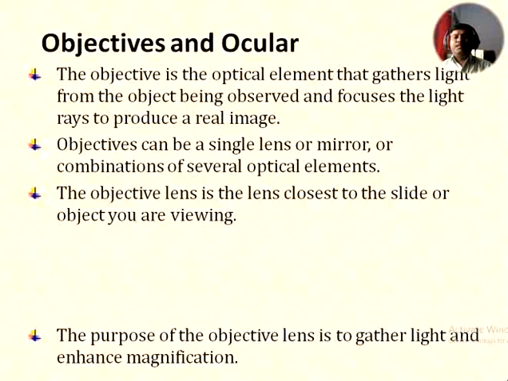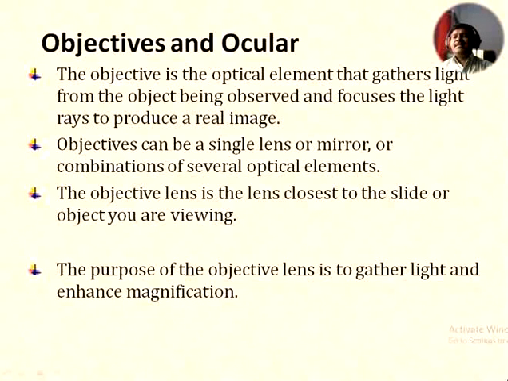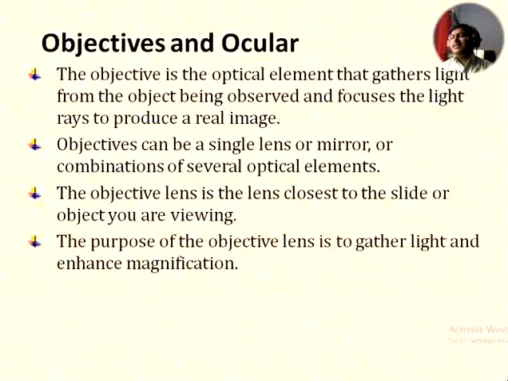The purpose of the objective lens is to gather light and enhance the magnification. Is it okay? Means when the light is passed from the object, there is a formation of an image, and that image is visible after passing these light rays through the object.